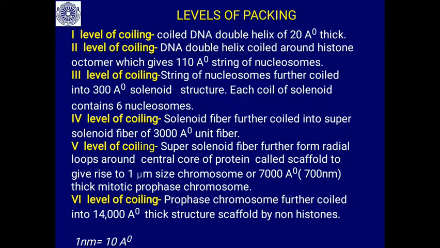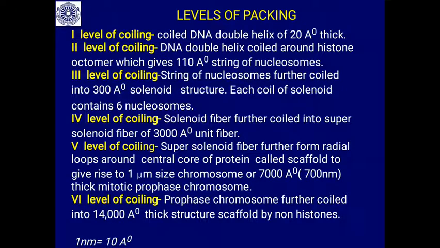So the levels of coiling: first level of coiling, coiled DNA double helix, 20 angstrom sticks. Then the second level of coiling, DNA double helix coiled around the histone octamer, which gives a 110 angstrom string of nucleosomes. Third level of coiling, the string of nucleosomes further coiled into a 300 angstrom solenoid structure. Each coil of the solenoid contains 6 nucleosomes.